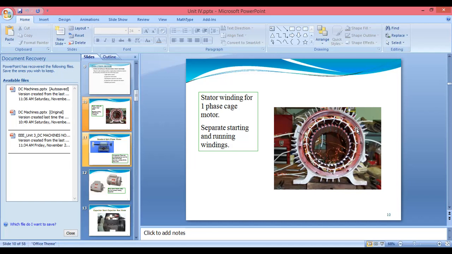It means what? In our syllabus, we are supposed to study the construction and working principle of the three-phase induction motor. For that, we are supposed to study the construction of the single-phase and three-phase induction motor. So when we are giving the power supply to the three-phase induction motor, these three phases of the winding we can connect in star or delta connections. Star means which will look like a star.